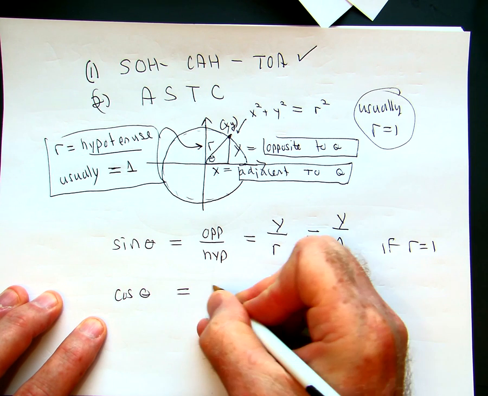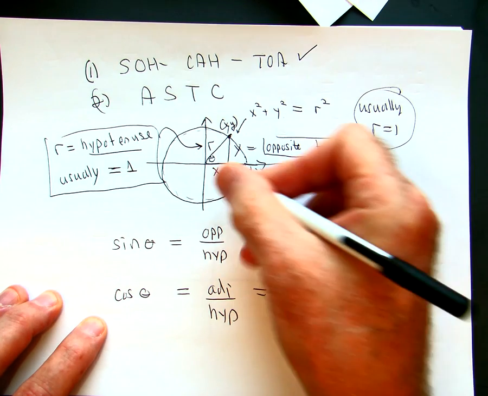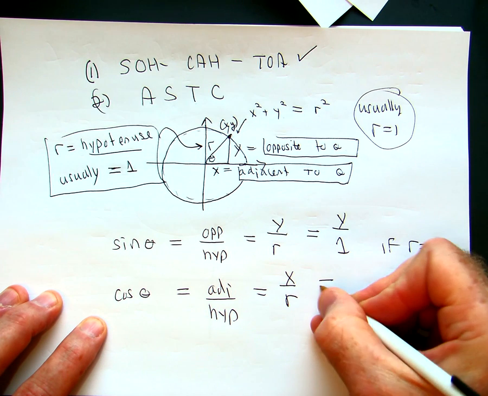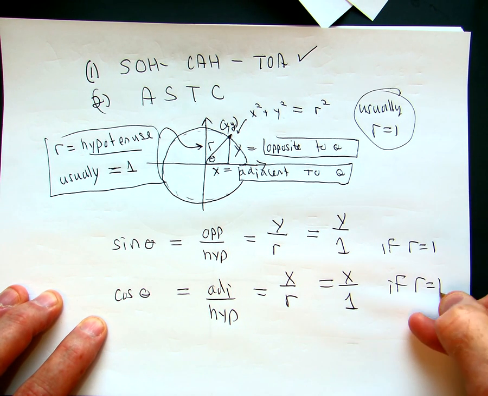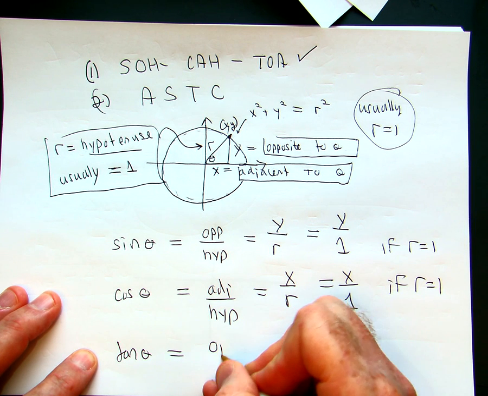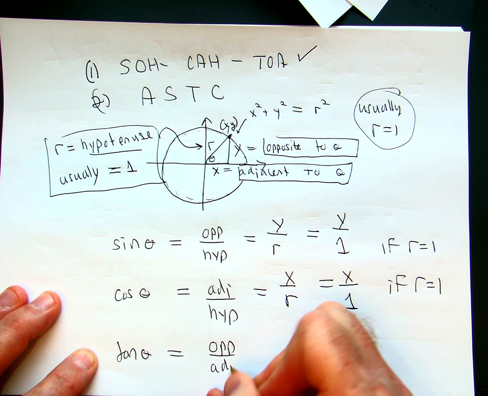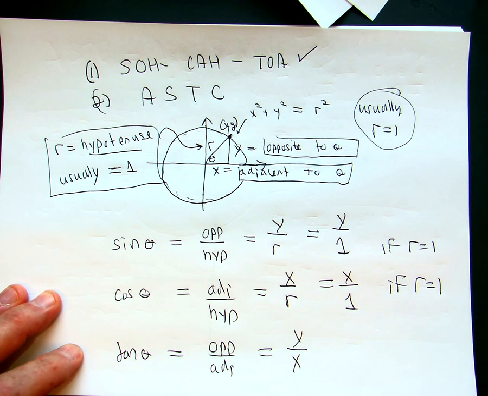Cosine theta, that's adjacent over hypotenuse. Adjacent is x over r, and that's simply going to be x if r is equal to 1. And finally, the tangent. Opposite over adjacent, that's y over x. And it doesn't matter whether r is 1 because there's no r in the phrase.